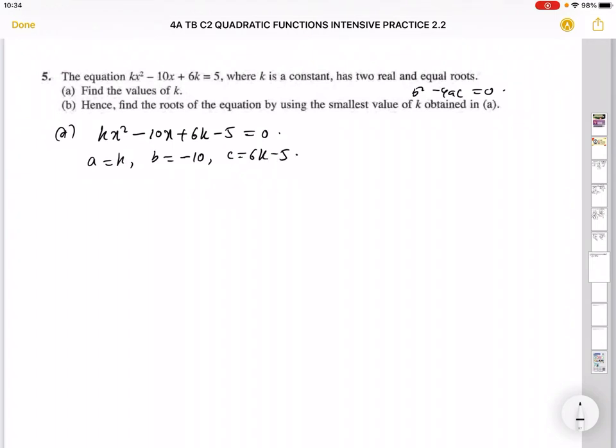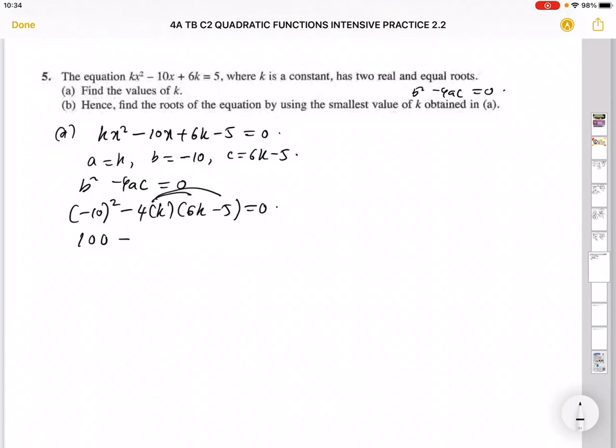So when you do b squared minus 4ac, the result we know is equal to 0. b is minus 10, right? Squared, minus 4, a is k, c is 6k minus 5, the result equals 0. So when you square this, you get 100 minus, okay, I'm going to times inside. This is 24k squared plus 20k, no square for the second one.